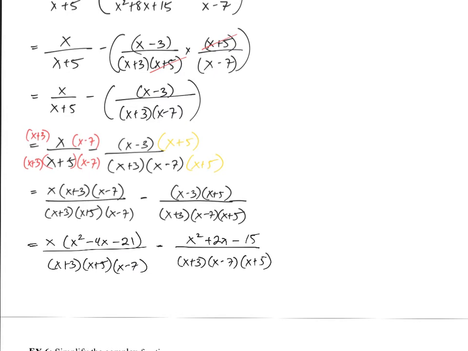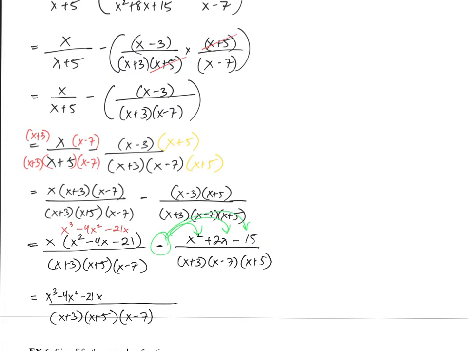All right, so now we can go ahead and do our subtraction. Oh, close. We're not done yet. I need to go ahead and multiply in that x first. So multiplying in the x, I would get x cubed minus 4x squared minus 21x. Okay. Now I'll go ahead and put those in. x cubed minus 4x squared minus 21x. And then we have to distribute this negative to all the terms. Please be careful. You need to remember to distribute that negative. Negative x squared minus 2x plus 15.